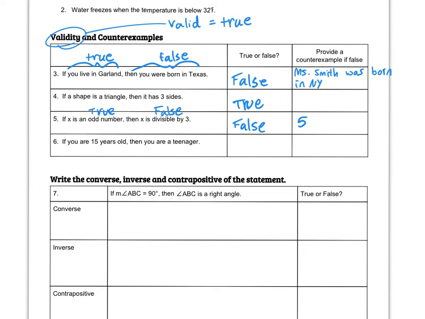Okay, how about this? If you are 15 years old, then you are a teenager. Yes, this is true. 15 has teen in it, right? Anybody who's 13 to 19 is a teenager because they are 13, 14, 15, 16, 17, 18, or 19. So that's a true statement. We're not going to try to disprove true statements. So I don't need to generate a counterexample when my statement is true. Okay, so that's how we can evaluate the validity of a statement. We look for a counterexample and see if we can prove it's false.